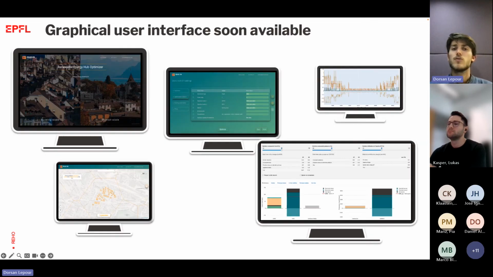So there is some other information in the documentation link that I provide. I can also mention that there is a graphical user interface that will soon be made available for people from the scientific or industry communities to play with the tool and to understand how it can be applied to various case studies.